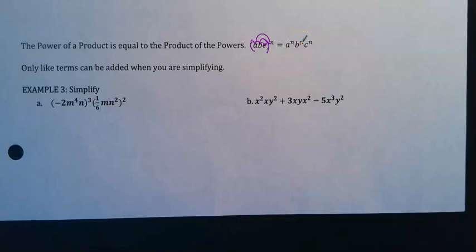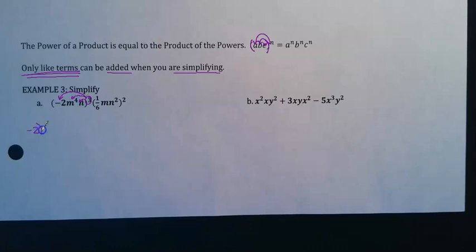Okay, but only like terms can be added when you are simplifying. Okay, only like terms can be added when you are simplifying. So in example 3, we want to simplify. Has to be like terms. So let's look at this first one. Notice we've got this cube out here, this power of 3. We need to distribute it to everything inside.